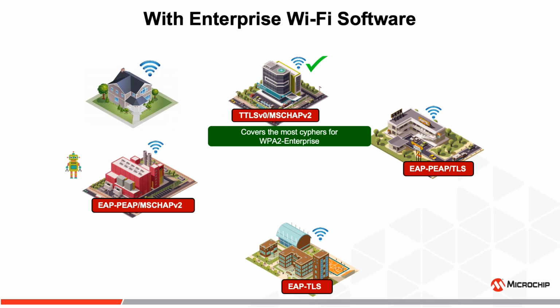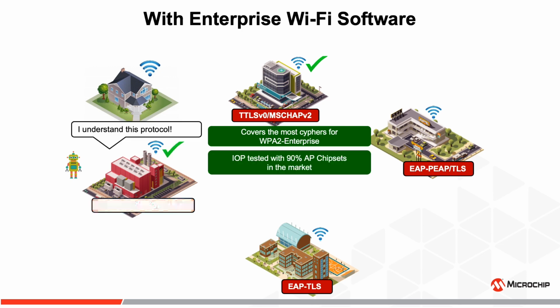And the same thing happens as we move through each of these other locations that have different ciphers. We can speak their language. And another important thing is that in each of these locations, there could be a different brand of access point. So in addition to being able to speak each of those ciphers, we've also interoperability tested with 90% of the access point chipsets that are in the market. So that just further ensures that you're going to gain access to that network.